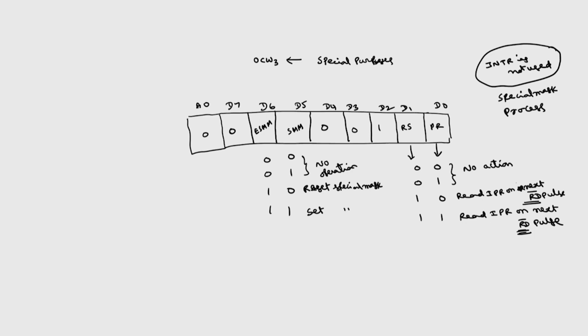This is about the OCW3, but the OCW3 will be rarely used in normal applications. So these are about the three operational command words of 8259. We have discussed the initialization command words, then the operational command words. The initialization command words, as the name implies, are used for initializing the 8259, and the operational command words decide which ISR bit is to be reset and how the end of interrupt operation will take place. So I will take one example of how the ICWs and OCWs are formed for a given specification, and I will end this 8259.